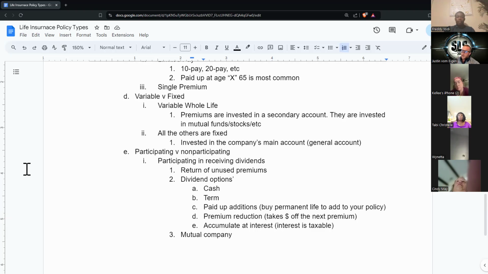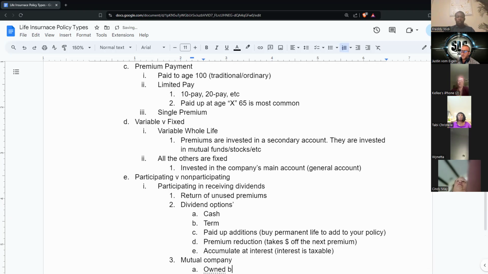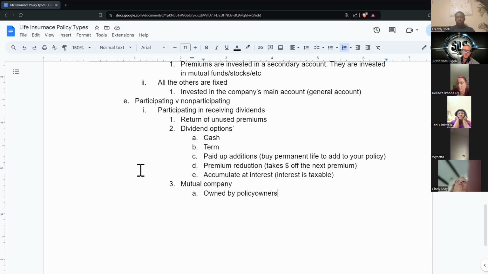Now, a mutual company is a company owned by policyholders. It's actually a policy owner. I think they call them policy owners, not policy holders. Different types of insurance, they call it policy holder. Life insurance, policy owner, right?